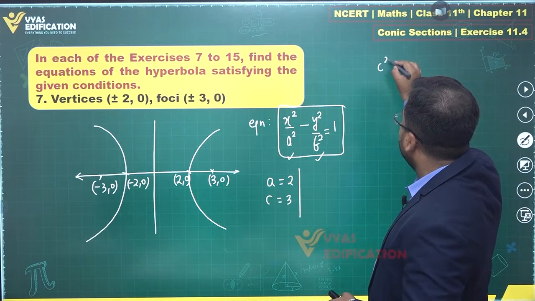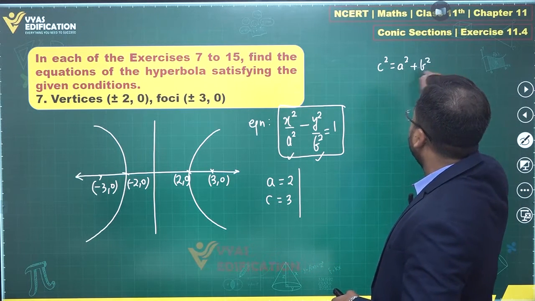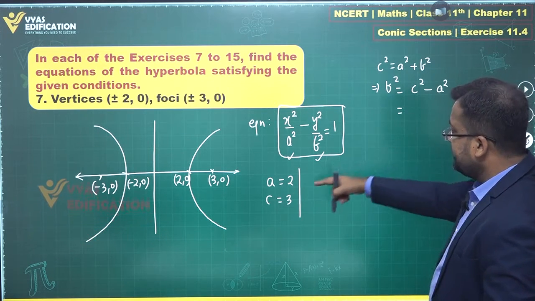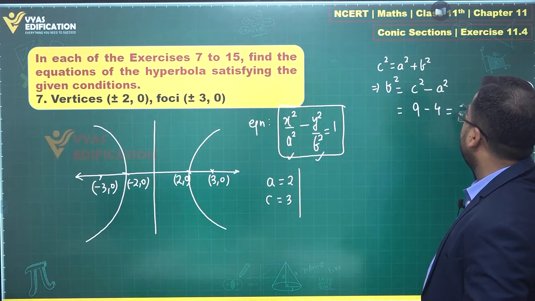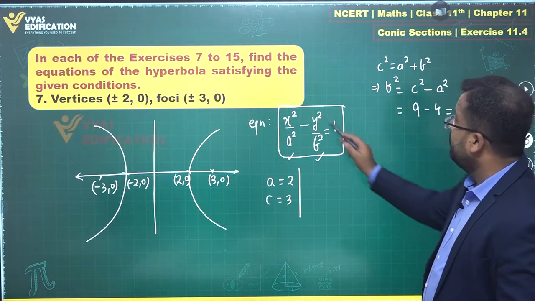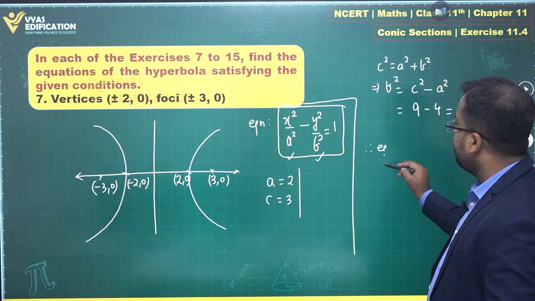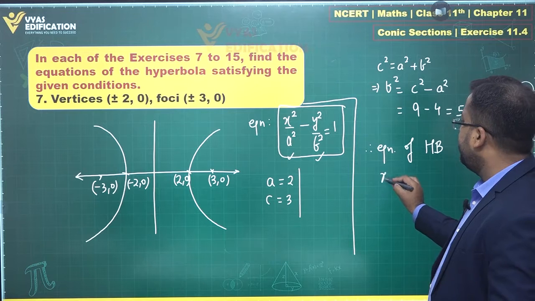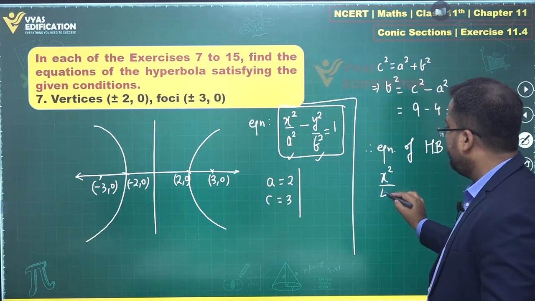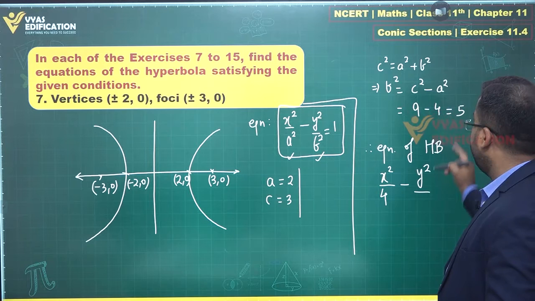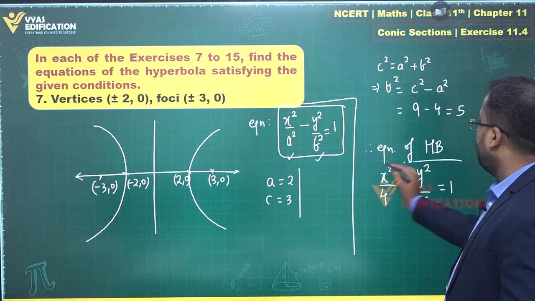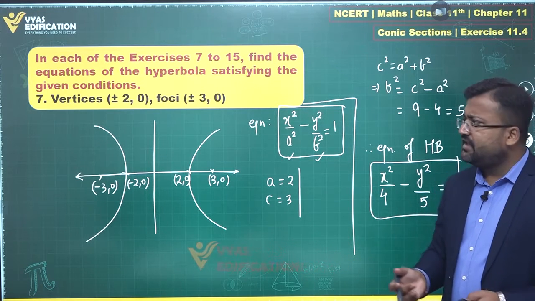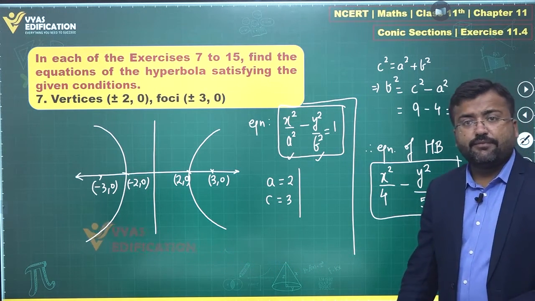c square is equal to a square plus b square tells me that b square is equal to c square minus a square. This is 9 minus 4, which is 5. So, b square is equal to 5. Therefore, the equation of the hyperbola is x square upon a square minus y square upon b square, which is equal to 1. That's the final equation required for this particular hyperbola. That is all that you have over here.